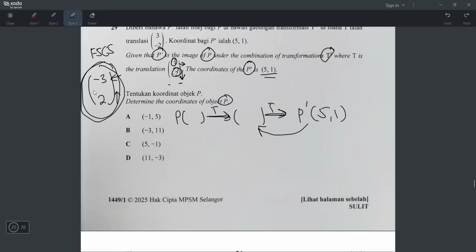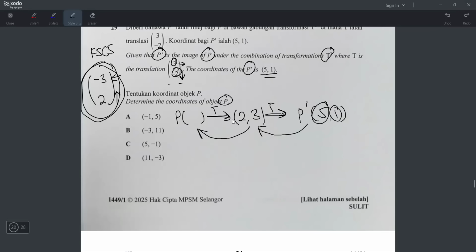Okay, you can use a fast way to do it. Just take 5, the x coordinate, plus the top number, and then take the y coordinate plus the bottom number. So 5 plus negative 3 is 2. And then 1, the y coordinate, plus 2, you get 3. Of course you can do it in the Cartesian plane and count the boxes, that's also fine. But since this question never gave me the square grid, and also it's paper 1, so I will just do the fast way.